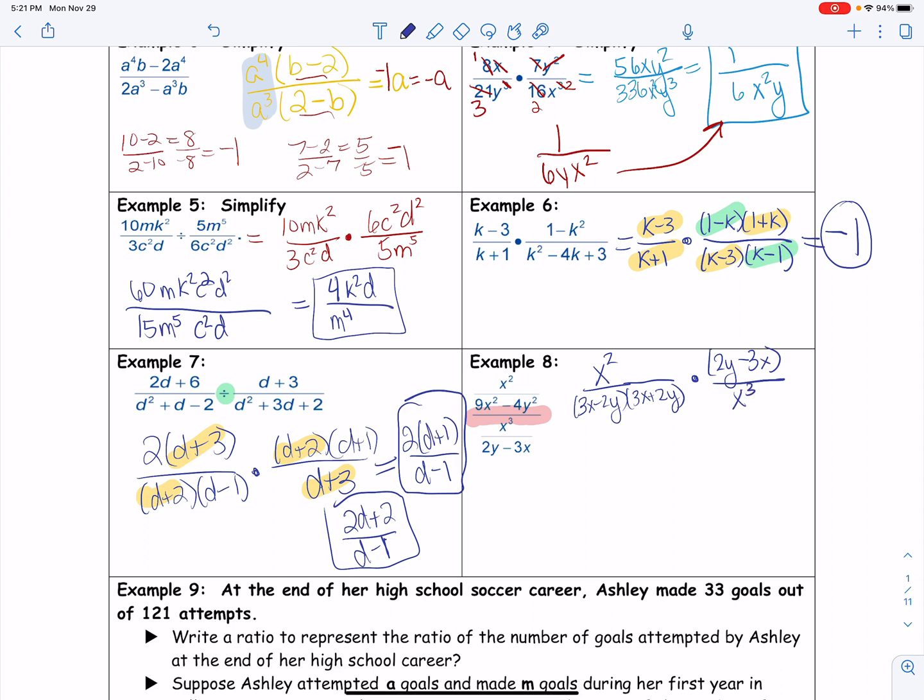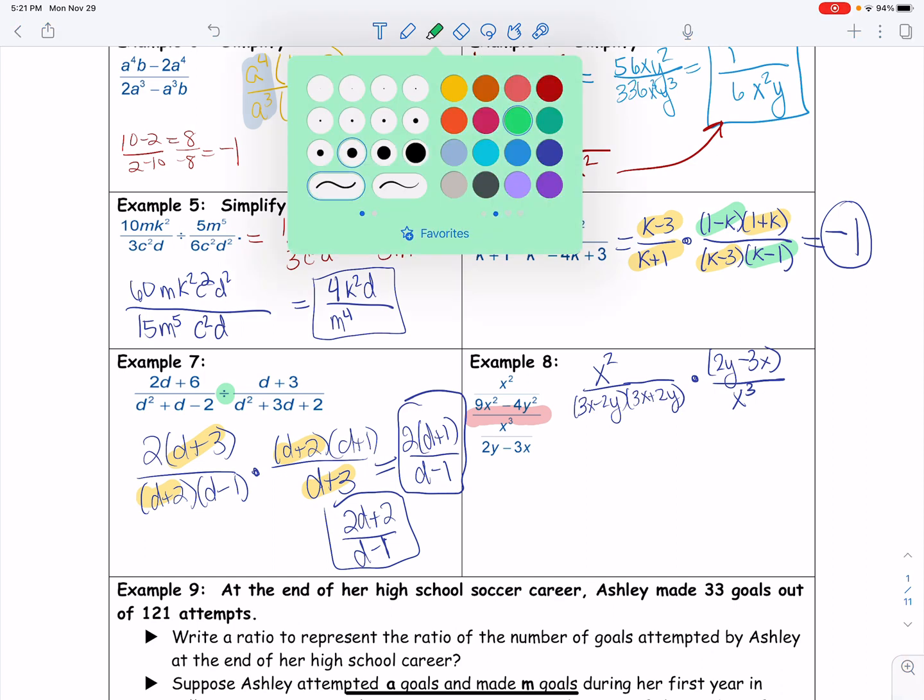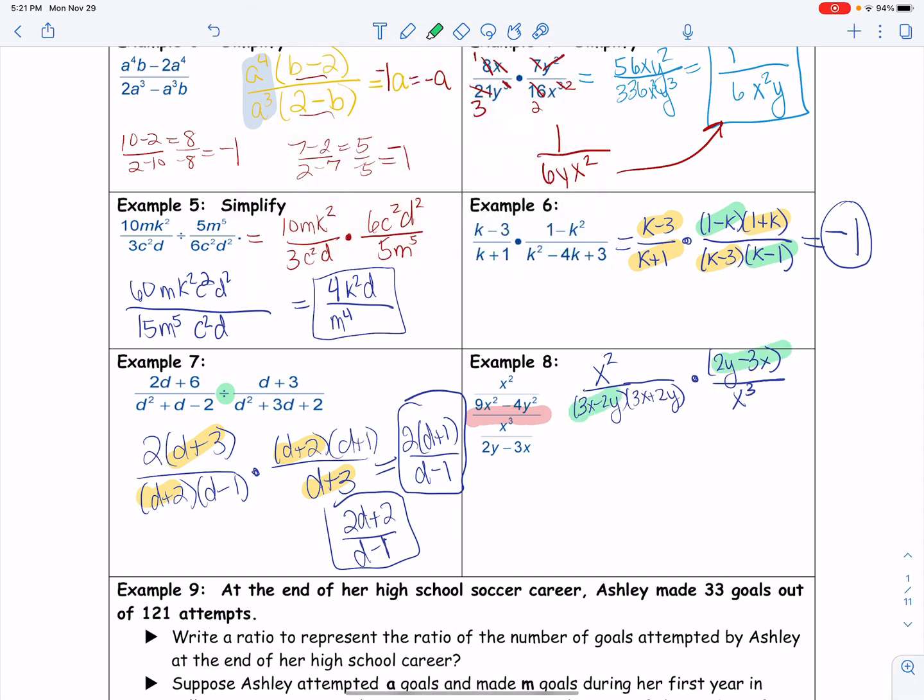Okay, so if I look at this, again, we've been looking at these. These are not the same. 3x minus 2y is exactly opposite of 2y minus 3x. So those are going to divide, but they're going to divide to a negative 1. And then I have an x squared and an x, so you'd have a negative 1 left on the top, and then an x parentheses 3x plus 2y.